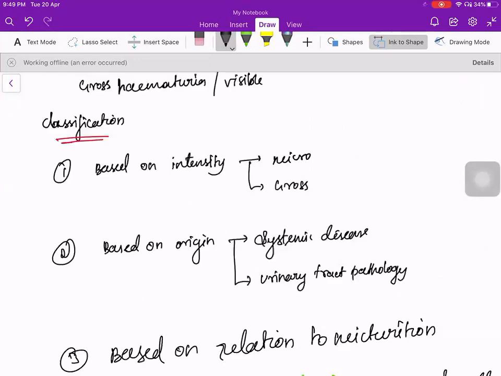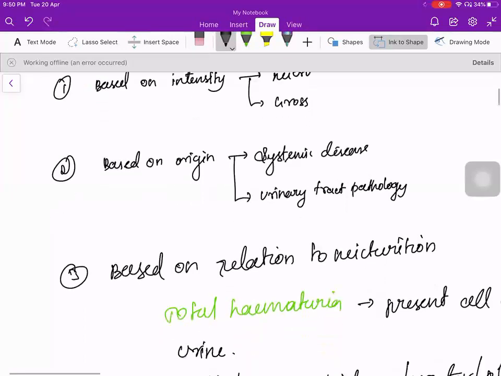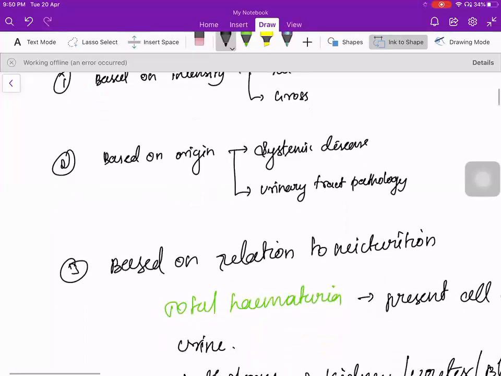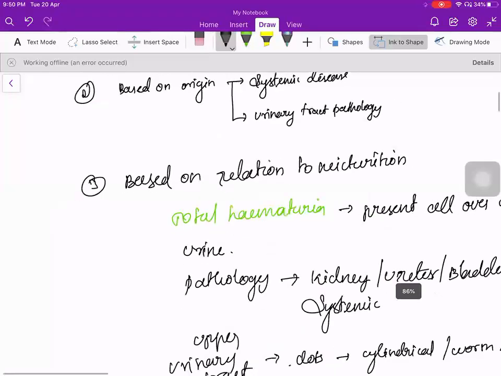Based on the intensity, that is micro or gross hematuria. Based on the origin, the hematuria can be from a systemic disease, or it can be due to urinary tract pathology, the genitourinary tract actually. It can arise from the genital tract, or from the kidney or ureter, the upper urinary tract, and the lower urinary tract. And based on the relation to micturition, there are 3 types.